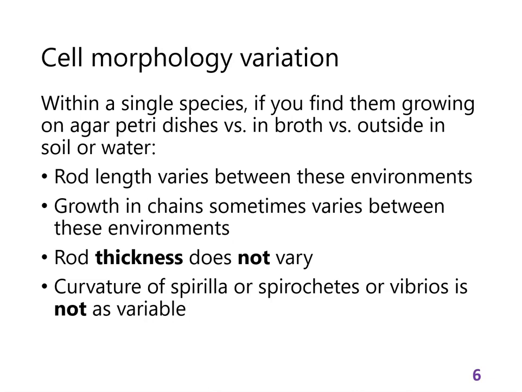But the cell shapes, like, is it a bacillus? Is it a coccus? Those tend to be very stable and you can be sure of what you're looking at. And the curvature of these curved ones is not, from what I know, variable in any meaningful way. So you'll always recognize a spirillum or a spirochete. Spirochetes are so thin that you sometimes can't see them under a light microscope. They're almost invisible.